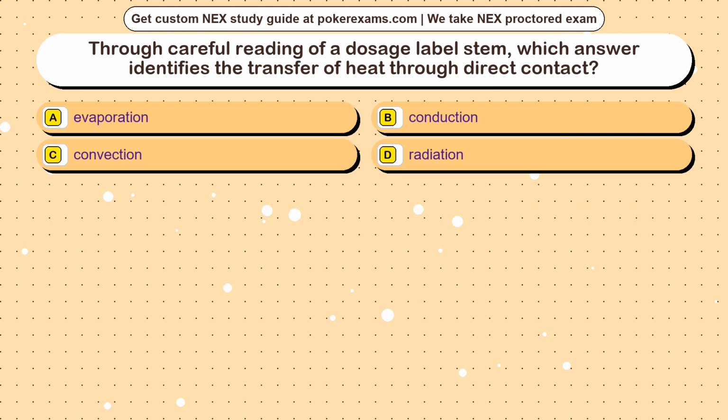Question 25. Through careful reading of a dosage label stem, which answer identifies the transfer of heat through direct contact? Option A, evaporation. Option B, conduction. Option C, convection. Option D, radiation.